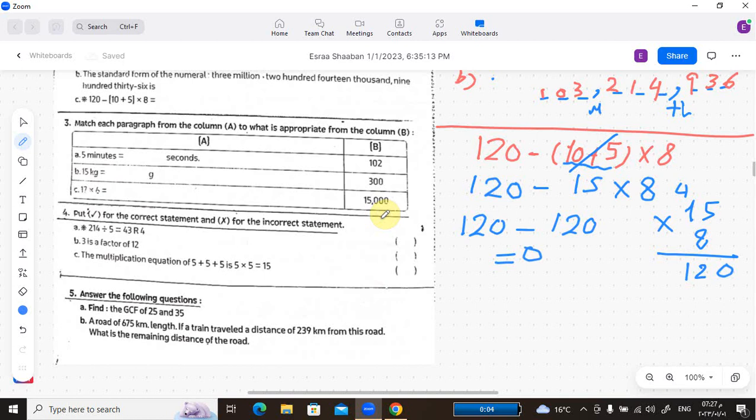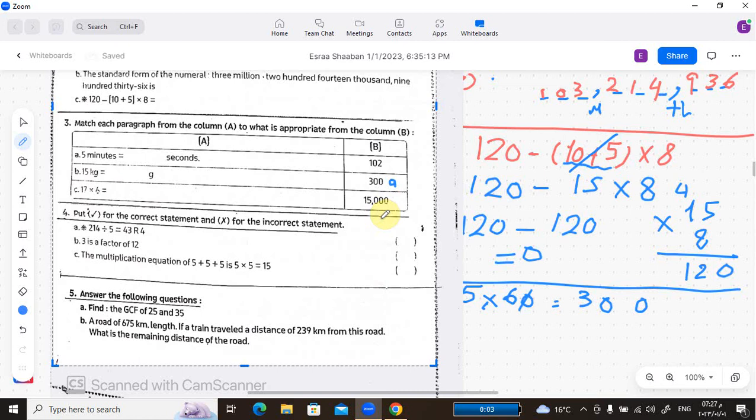Okay. Number 3. Match each item from column A to what is appropriate from column B. 5 minutes equals how many seconds? When I convert from minutes to seconds, it's times 60. So 5 times 60, drop 0 in the times and put it on the right. 5 times 6 equals 30. So the answer is 300.